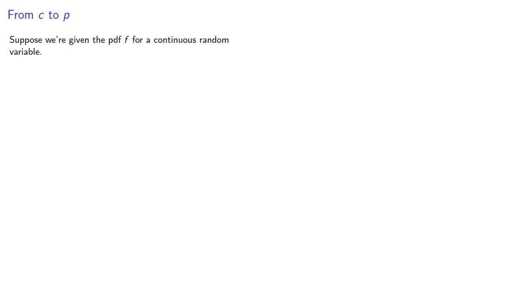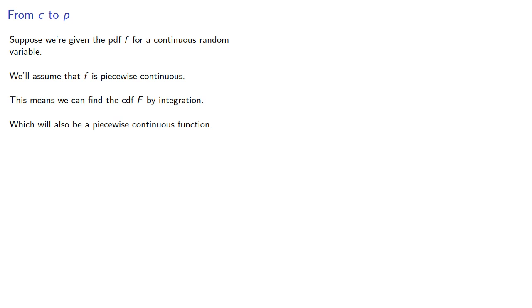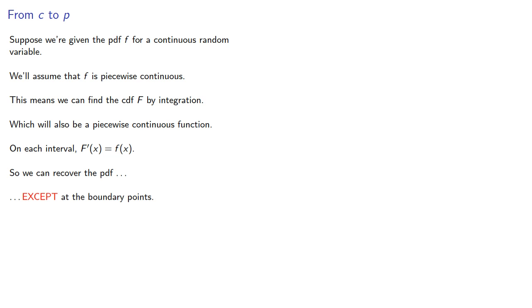Suppose we're given the PDF f for a continuous random variable. We'll assume that f is piecewise continuous. This means we can find the CDF by integration, which will also be a piecewise continuous function. On each interval, the derivative of our CDF is going to be our PDF. So we can recover the PDF except at the boundary points.